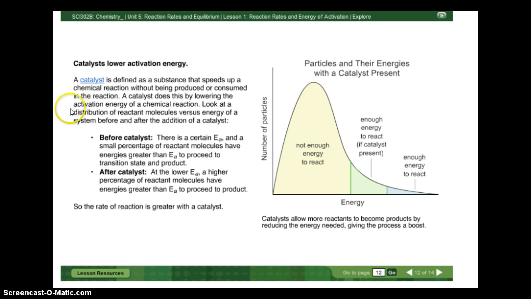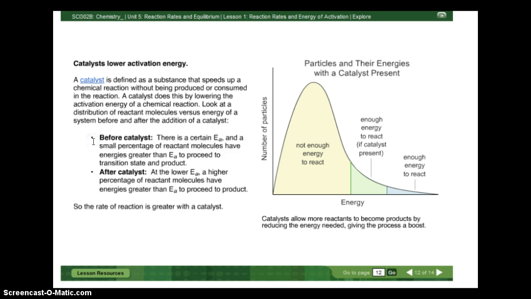A catalyst does this by lowering the activation energy of the chemical reaction. Look at the distribution of reactant molecules versus energy of a system before and after the addition of the catalyst. Okay, so number of particles, energy. Catalysts allow more reactants to become products by reducing the energy needed, giving the process a boost. So there's not enough energy to react. There's more if there's a catalyst. Only the blue react if there's no catalyst.